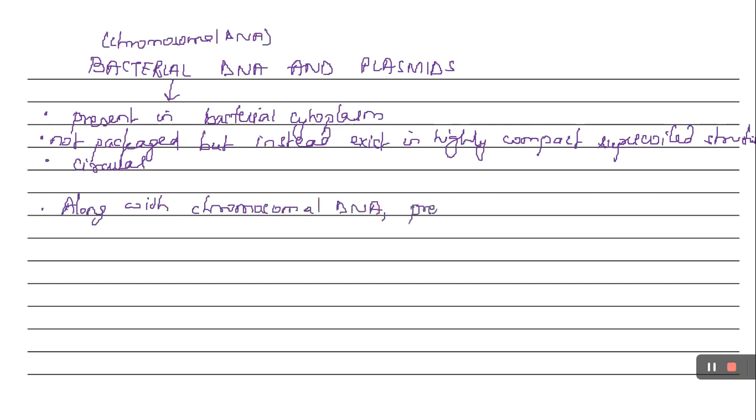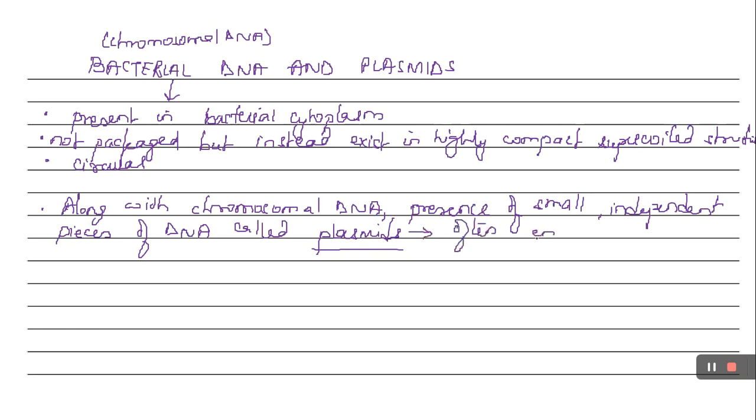There is a presence of small independent, autonomously replicating pieces of DNA called plasmids. These plasmids are not chromosomal, they are extra chromosomal. They are not necessary for the function, but their presence is advantageous. These plasmids often encode traits that are advantageous.